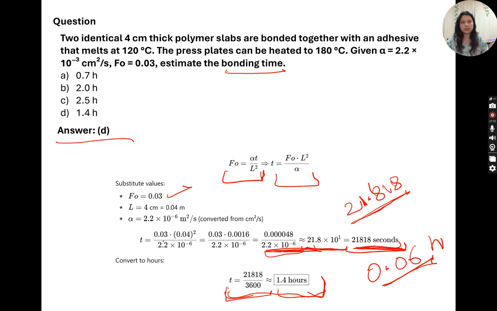I'm sure if you guys take out the calculator and solve this, you will also get a similar value, which is 0.06 hours, which is not in the options, or is somewhere similar to 0.7. It will not be correct for this, and the correct answer should be A if we are talking about the similar one.